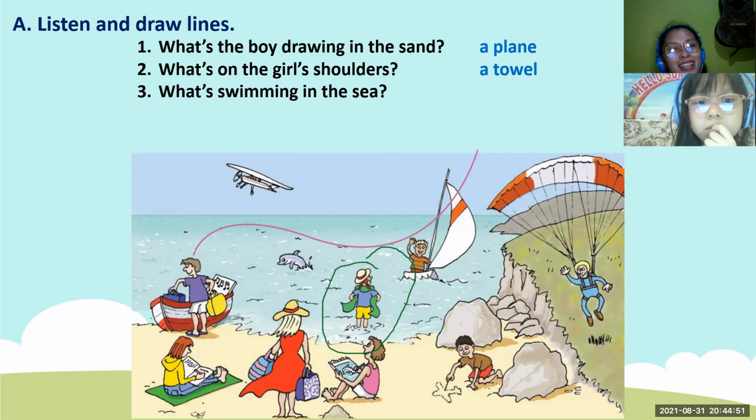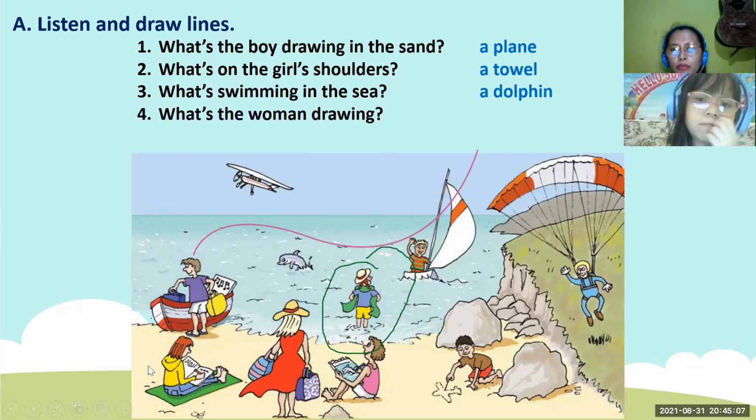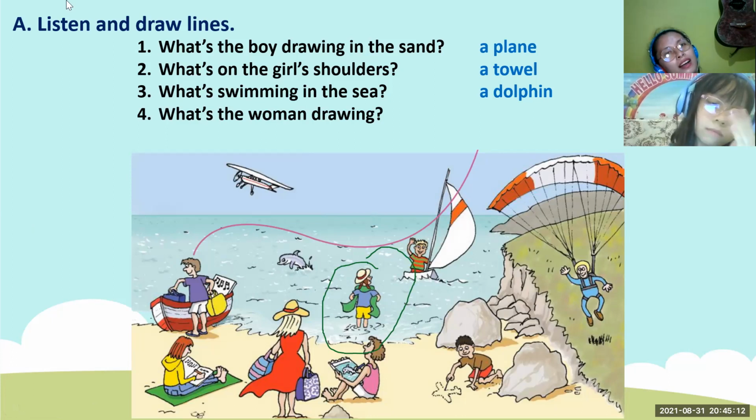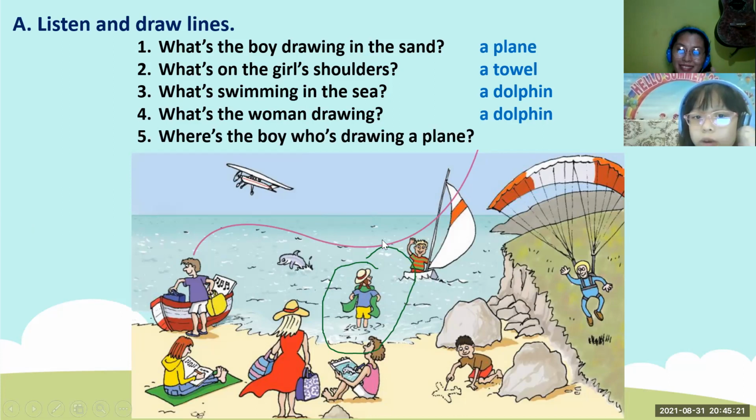What is swimming in the sea? Can you see what's that swimming in the sea? It's a dolphin. Oh, it's a dolphin. That's great. And number four, can you see what the woman is drawing here? Okay, looking at something. This one. Drawing a dolphin. Oh, great. It's swimming. Oh, very good. The next one.